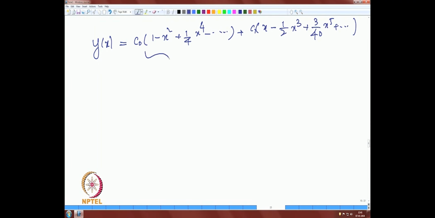So we see that there are two series. These are two series solutions, the first one and the second one. They are linearly independent series solutions, and their linear combination, c_0 times the first one plus c_1 times the second one, is a general solution. It's a general series solution.